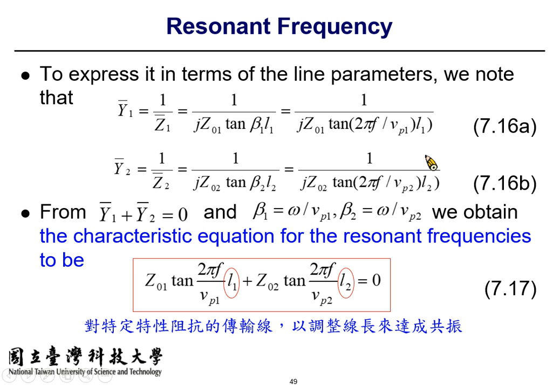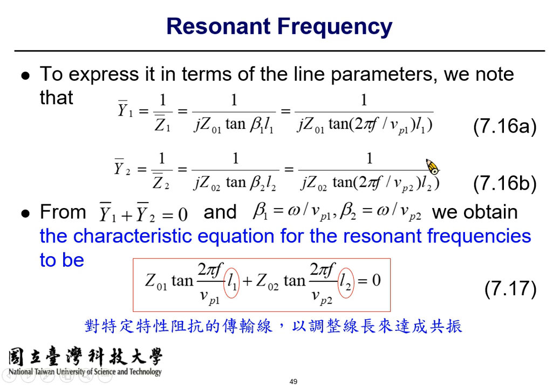And in this equation, Z sub 01 and Z sub 02, the characteristic impedances of the two lines, are given. The phase propagation velocities of the two lines are given as well. And L1 and L2, the lengths of the two transmission lines, are known as well. So we need to solve for f, the frequency that satisfies this equation.